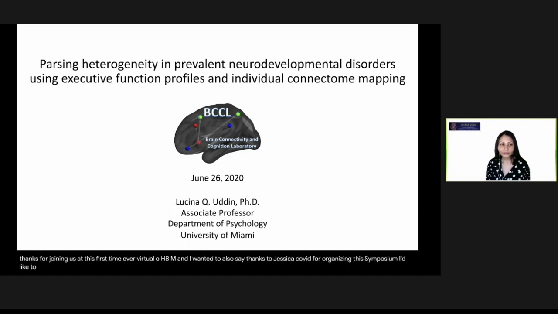I'd like to talk to you today about some of our work on parsing heterogeneity in prevalent neurodevelopmental disorders using executive function profiles and individual connectome mapping.